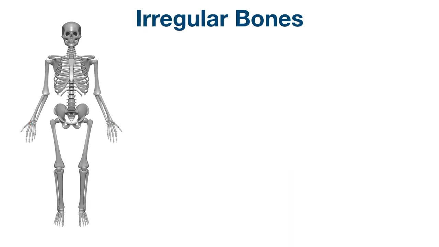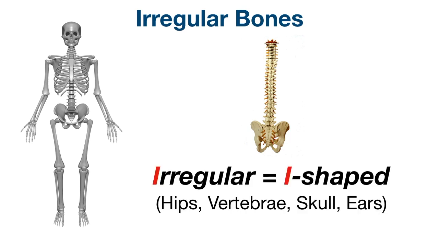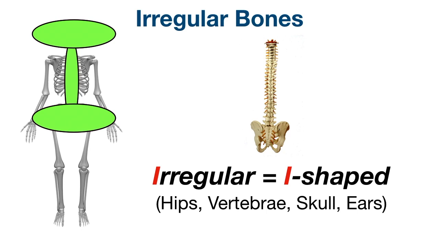The final major classification is the irregular bones. The irregular bones get their name for their odd shapes that do not fit the other categories of long, short, flat, or sesamoid. The trick to remember the irregular bones is they collectively make an I shape. So what do we mean by that? The irregular bones are mainly found in the hips, spine, skull, and ears. Here's the cool trick. If we fill in our shapes, we get the letter I to help us remember the overall location of the irregular bones.